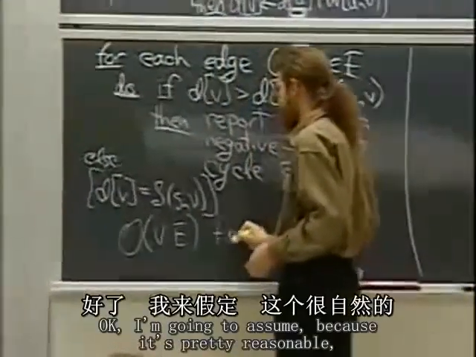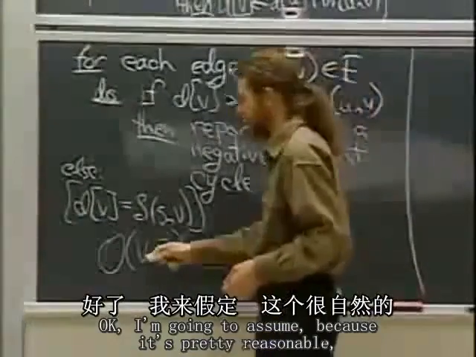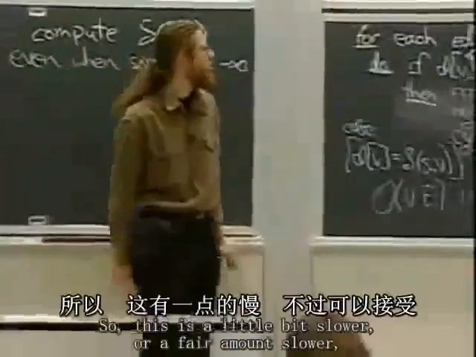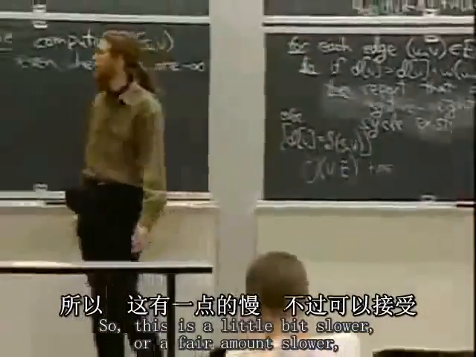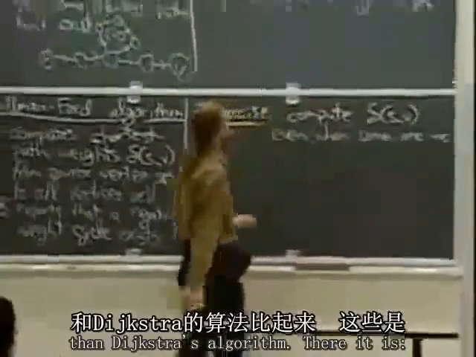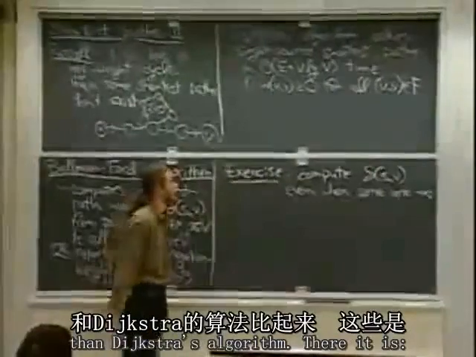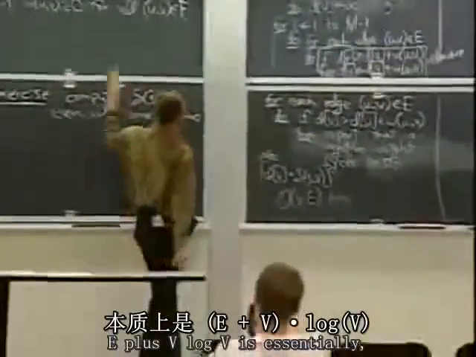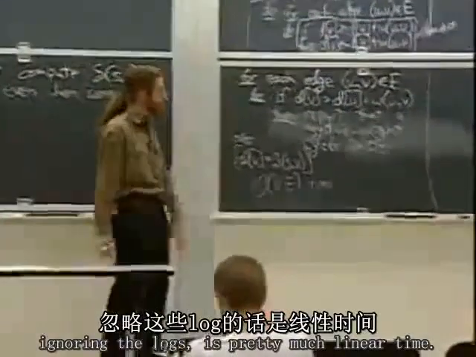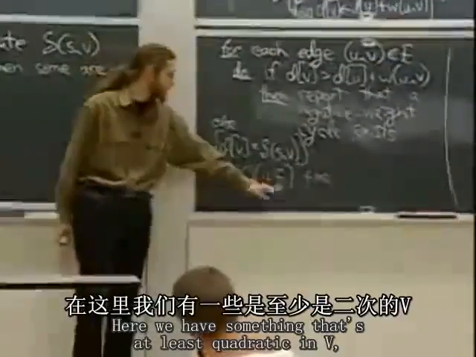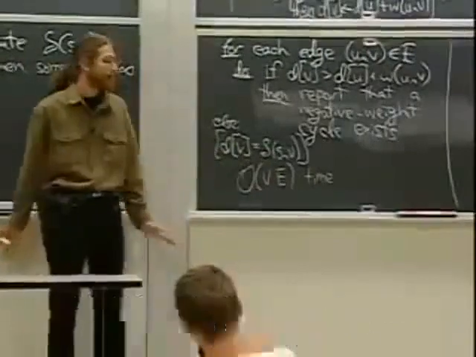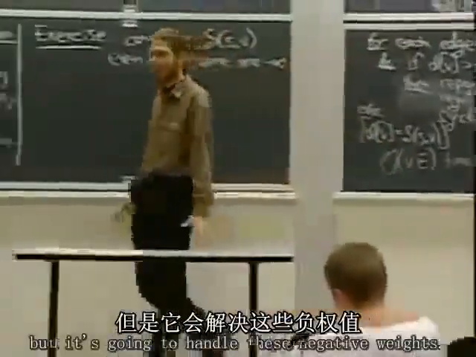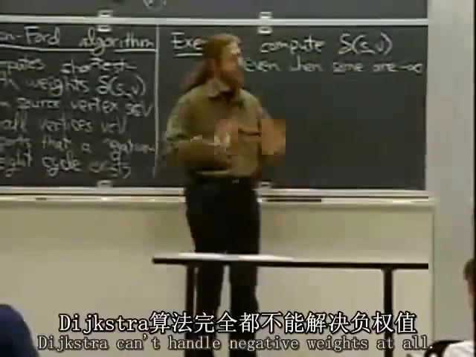I'm going to assume, because it's pretty reasonable, that V and E are both positive. Then it's V times E. So this is a fair amount slower than Dijkstra's algorithm. There, E plus V log V, ignoring the logs, is pretty much linear time. Here we have something that's at least quadratic in V, assuming your graph is connected. So it's slower, but it's going to handle these negative weights. Dijkstra can't handle negative weights at all.